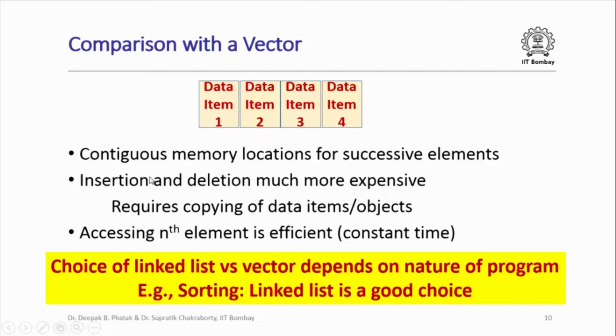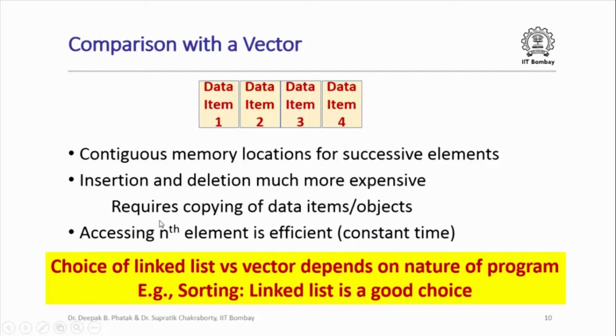So what you see is that insertion and deletion are really cheap or efficient in linked lists, but they're much more expensive in vectors. However, accessing the nth element is extremely efficient in a vector. It's a constant time because all the data items are allocated contiguous memory locations. So once you know the address of the first data item, you will actually be able to calculate the address of the nth data item, and you can go and access that straight away.